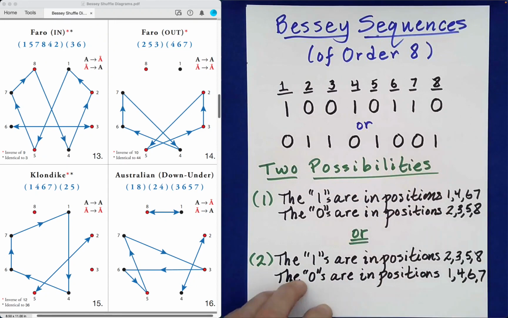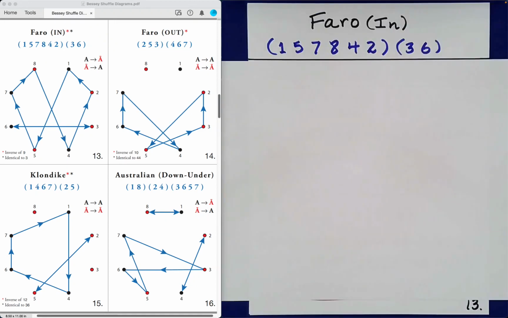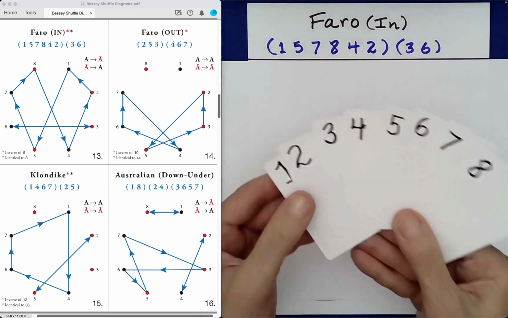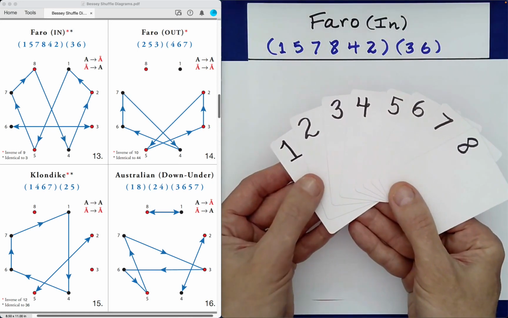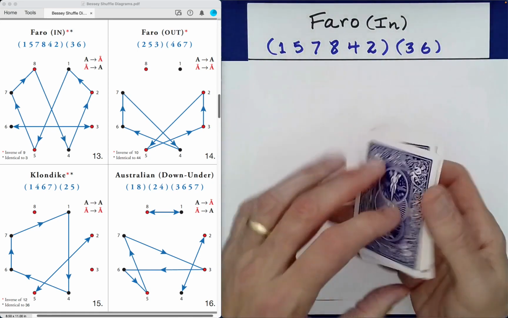The next shuffle in our series is the Faro in shuffle. So let me go ahead and show you how this shuffle works for a packet of 8 cards. So I have here a packet of 8 cards labeled 1 through 8. We will now perform the shuffle.